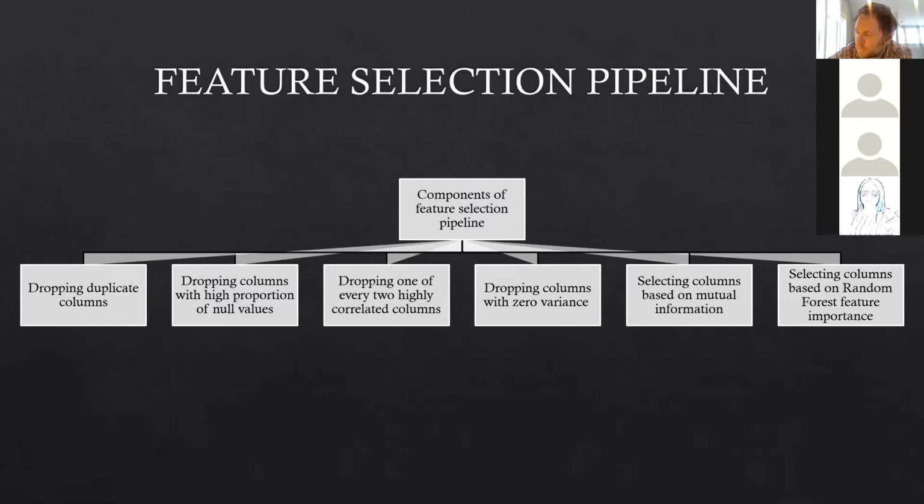which would include dropping the duplicate columns, dropping columns with a high proportion of null values. If two columns are highly correlated, we would drop one of them. And if a certain column has all the same values for all the rows, we would drop that column.